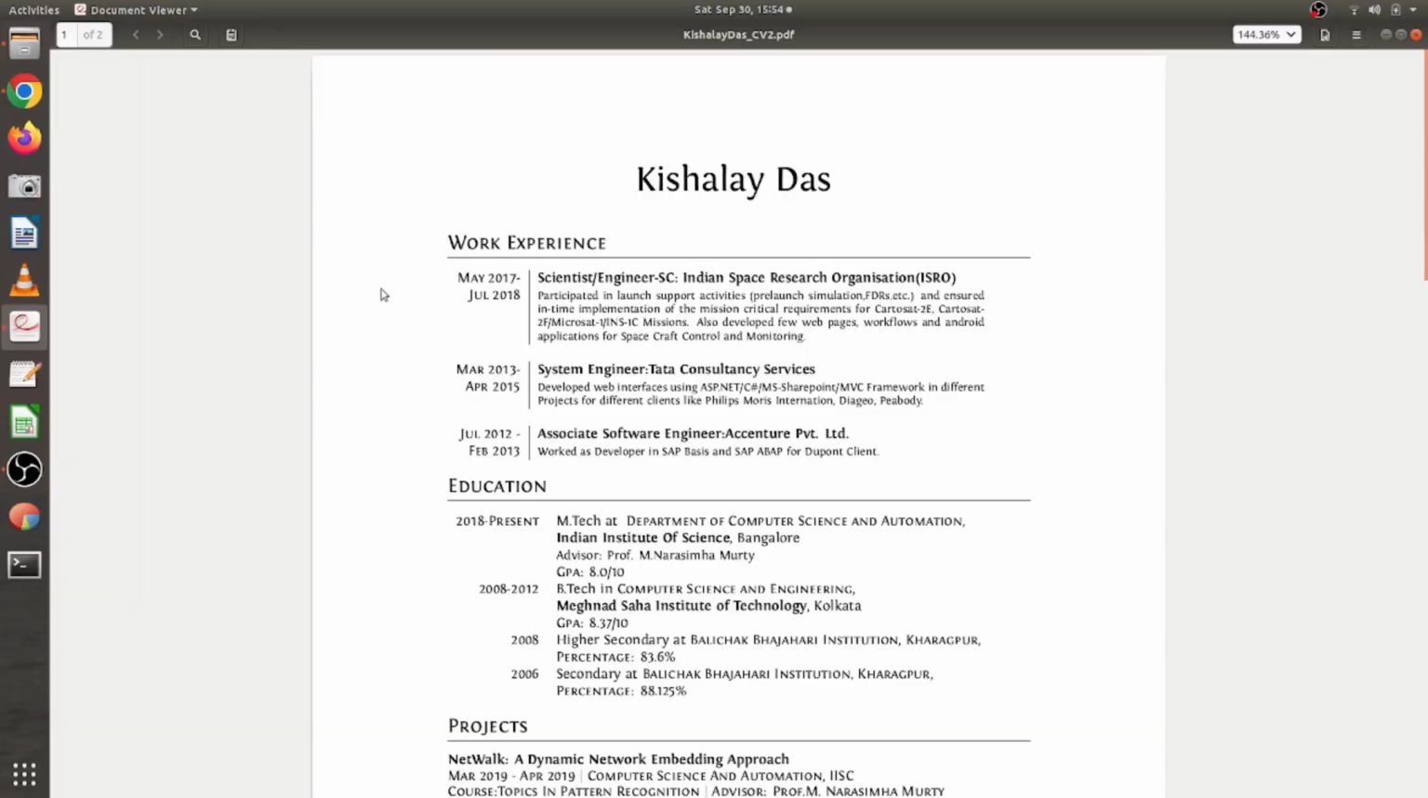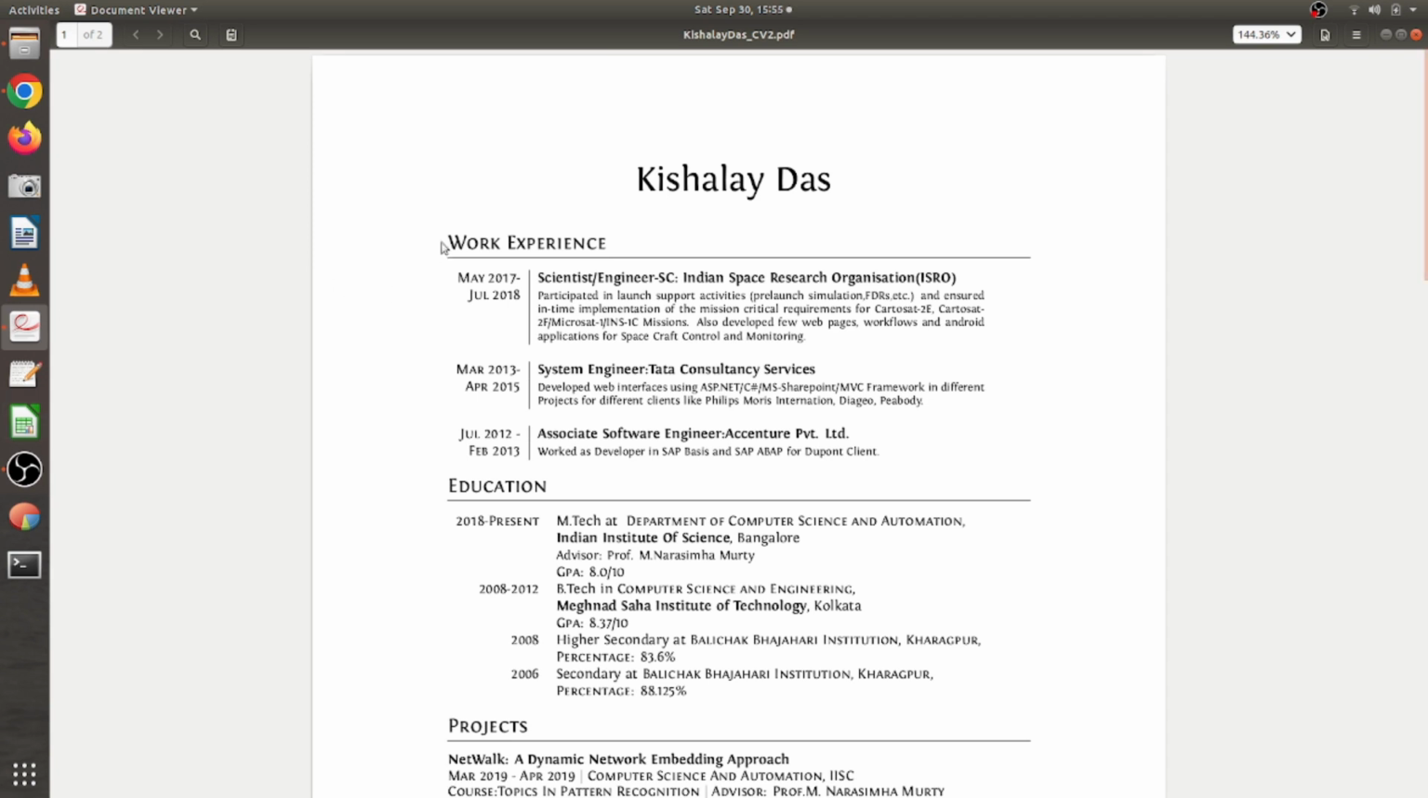Now I will give you a brief demo of the CV that I had during my MTech placement session at IISc. So please have a look at it. This is the CV that I prepared during my placement session at IISc, during my MTech tenure there. This is what it looks like.